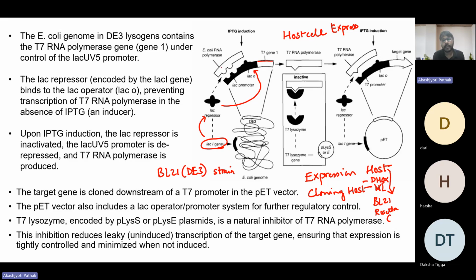And this E. coli RNA polymerase is now no longer able to synthesize your T7 RNA polymerase. Now, what happens is that there is always some basal transcription. Some leaky expression always takes place. So what is done? There are some strains which have this pLysS plasmid as well. This pLysS plasmid produces the T7 lysozyme gene, which codes for T7 lysozyme. If there is any basal expression of T7 RNA polymerase, the lysozyme will digest this polymerase.